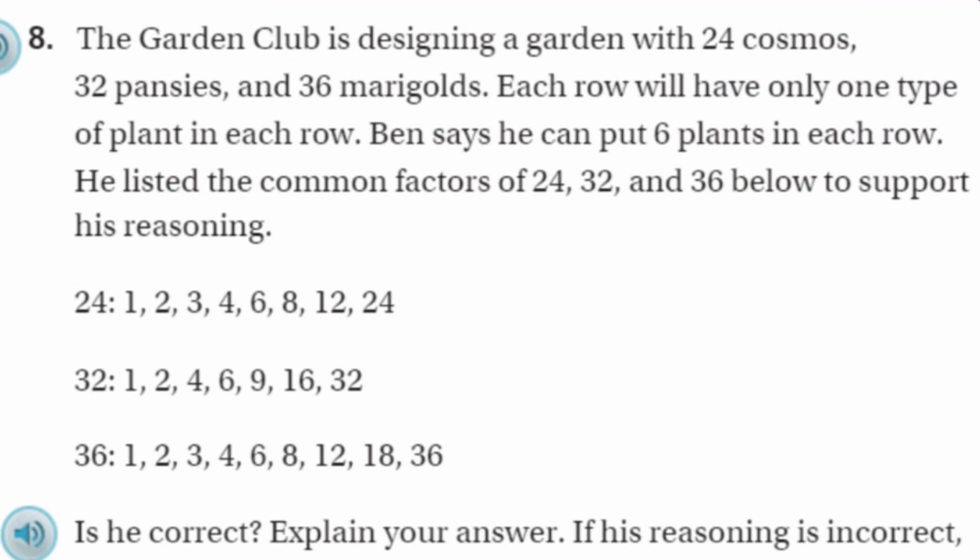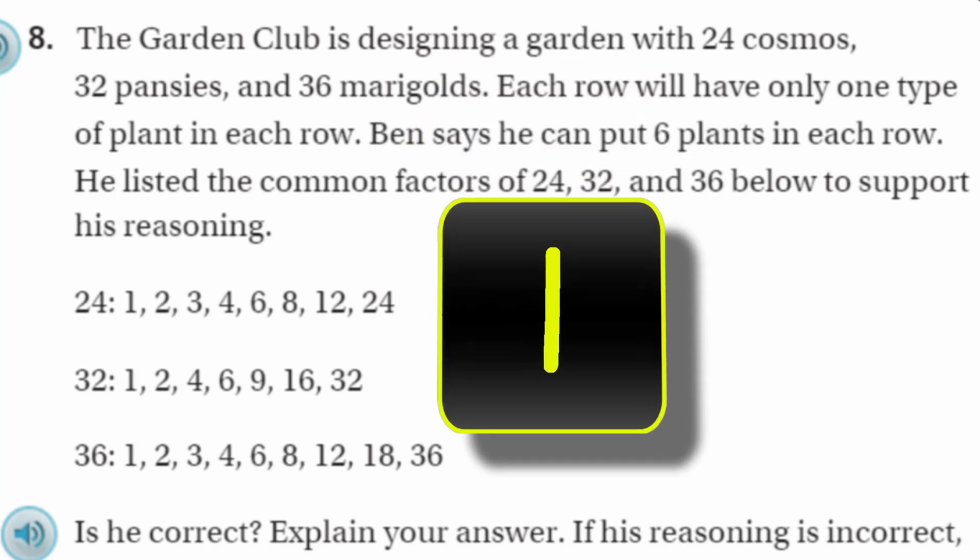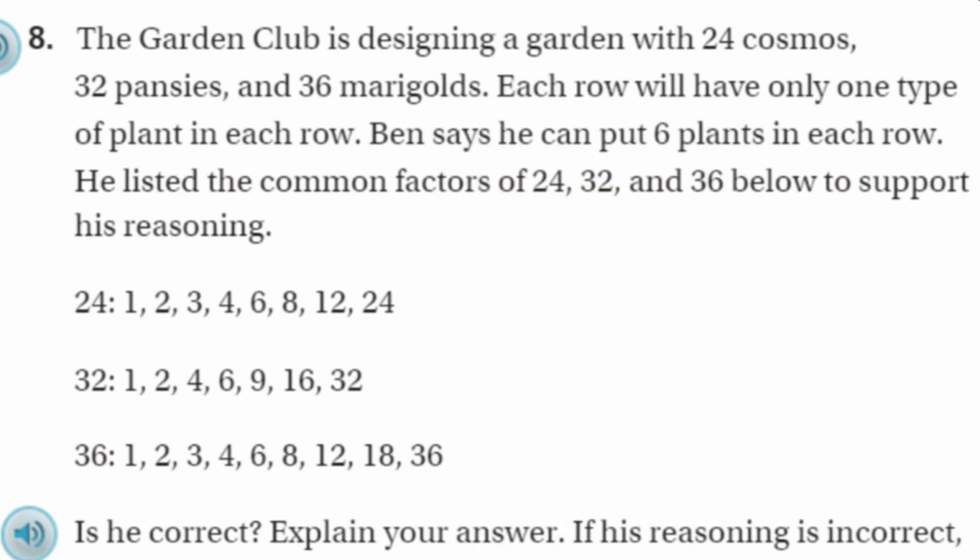This is the garden club designing a garden with 24 cosmos, 32 pansies, and 36 marigolds. Each row will have only one type of plant. Ben says he can put 6 plants in each row. He listed the common factors of 24, 32, and 36 below to support his reasoning. All right, let me see what he did here.